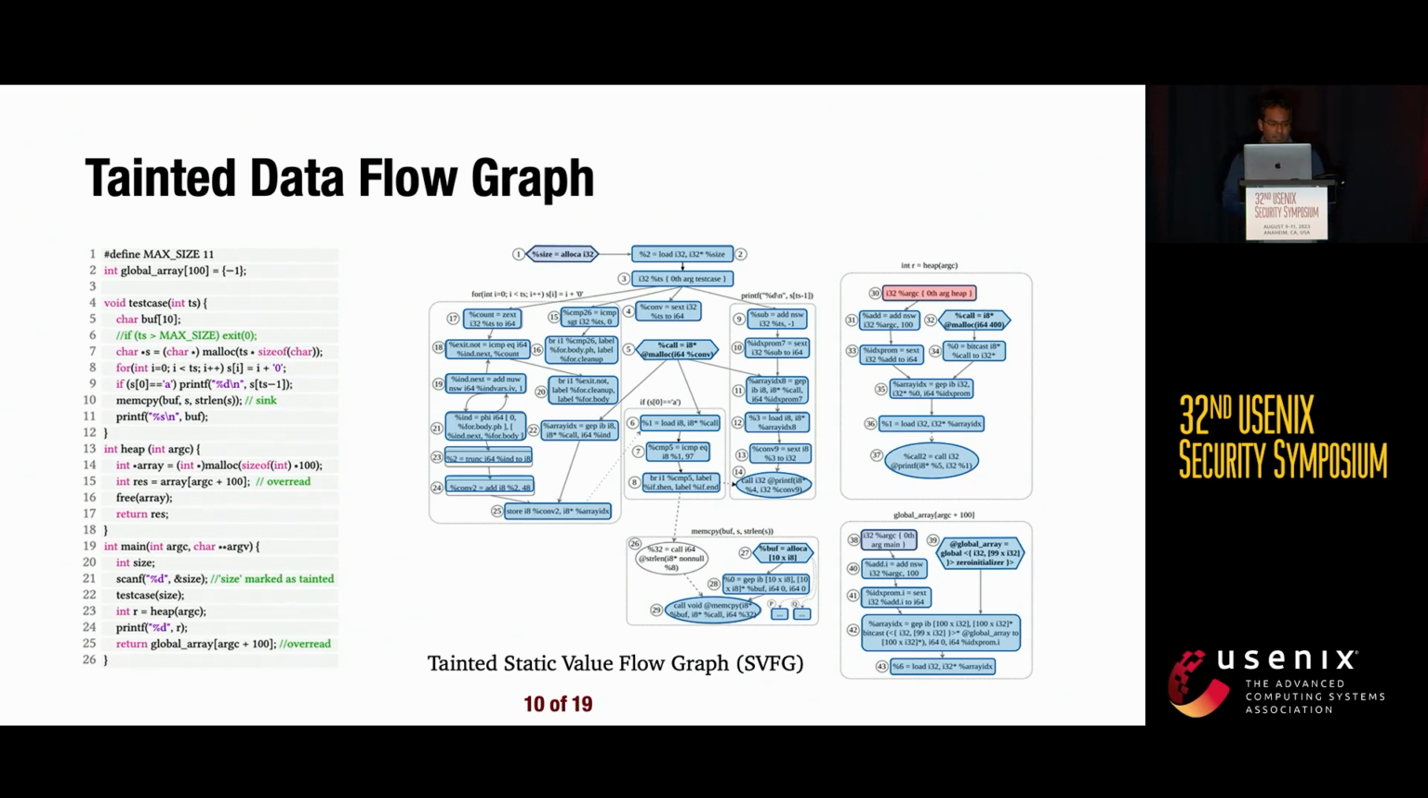This is an example of a tainted data flow graph that has been constructed using the SVF tool, where the taint started, in this case, from the argument of main and this size field.